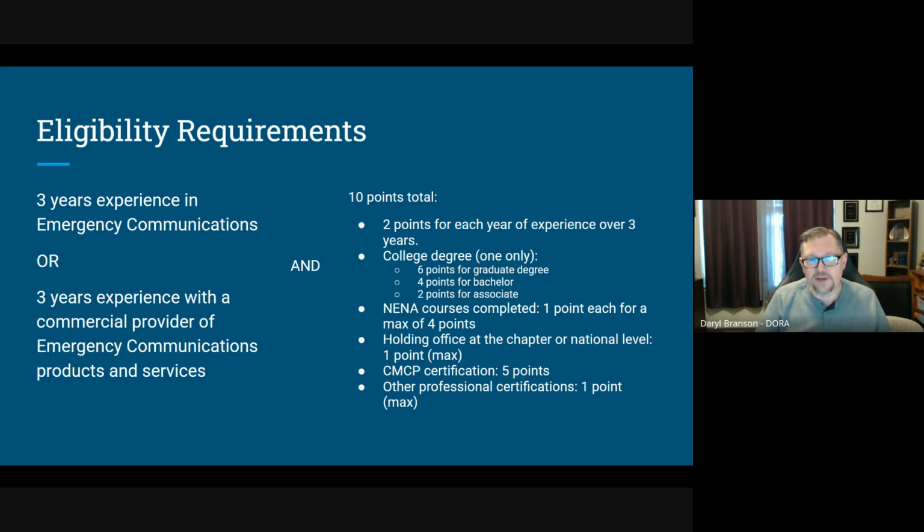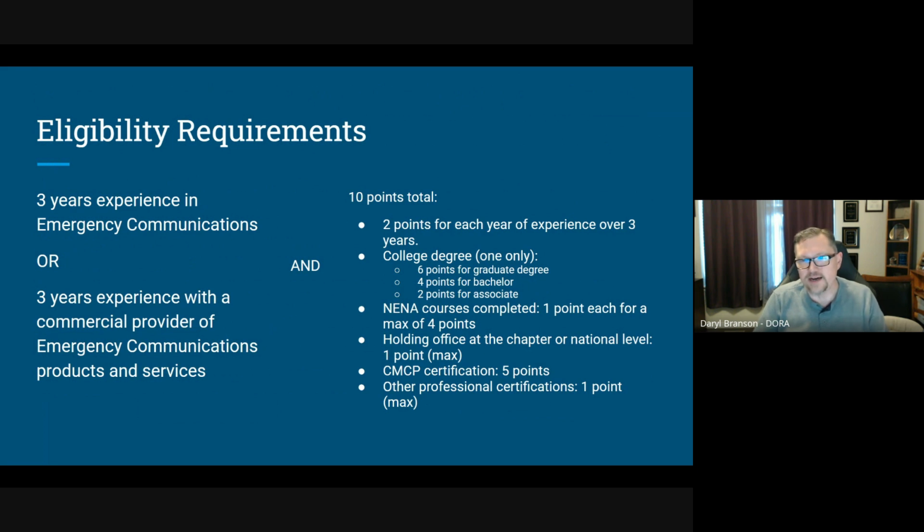So if you didn't have 3 years of experience in a 911 center itself, you could also have 3 years of experience or some combination of the two. I think you can do a combination of the two. So you can also work in the private sector. Once you have that, you also have to have 10 points of things on the right-hand side of the screen.